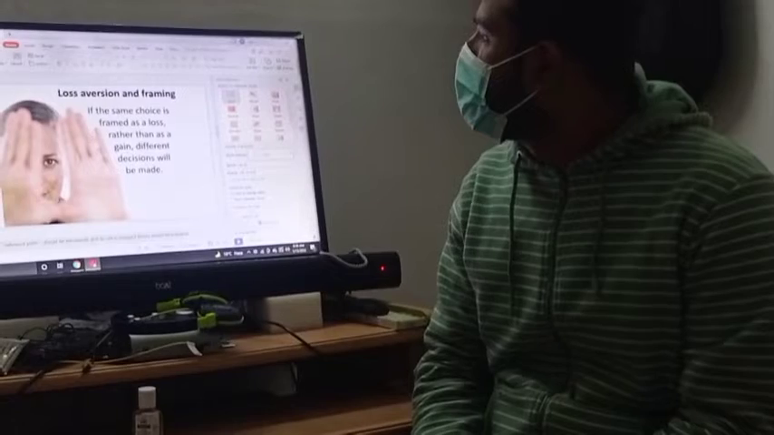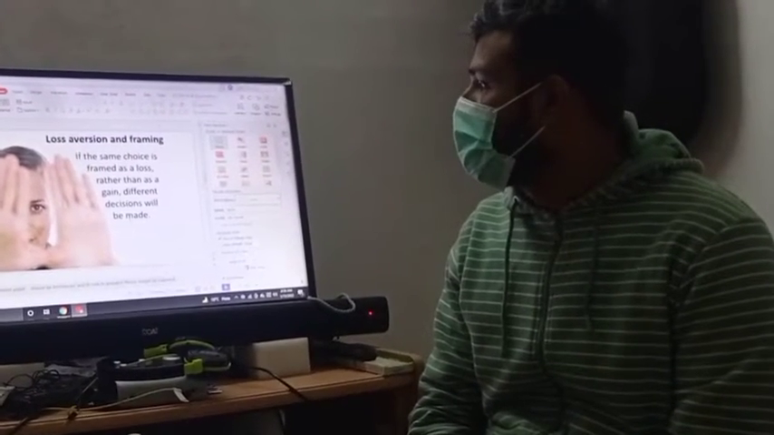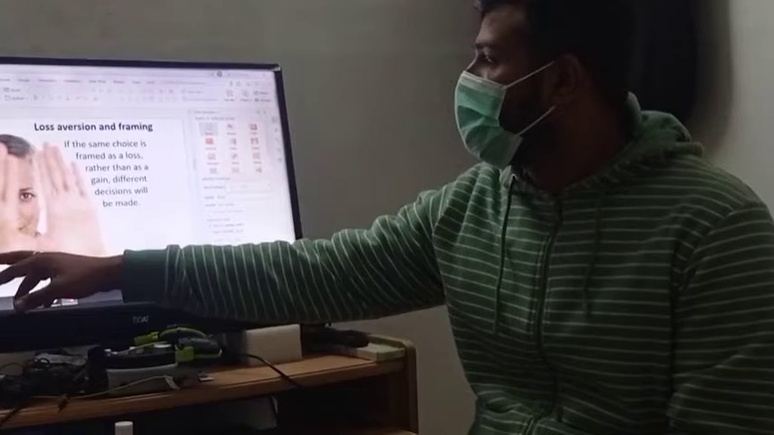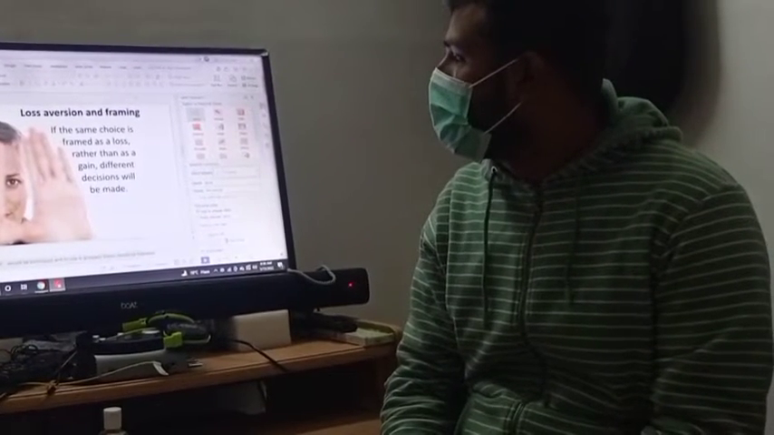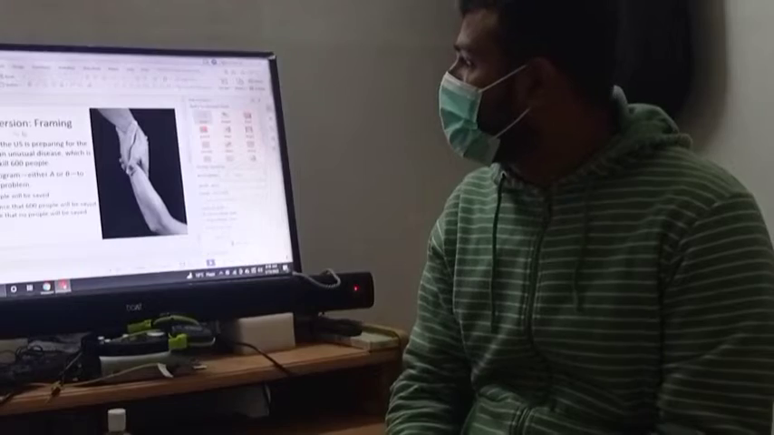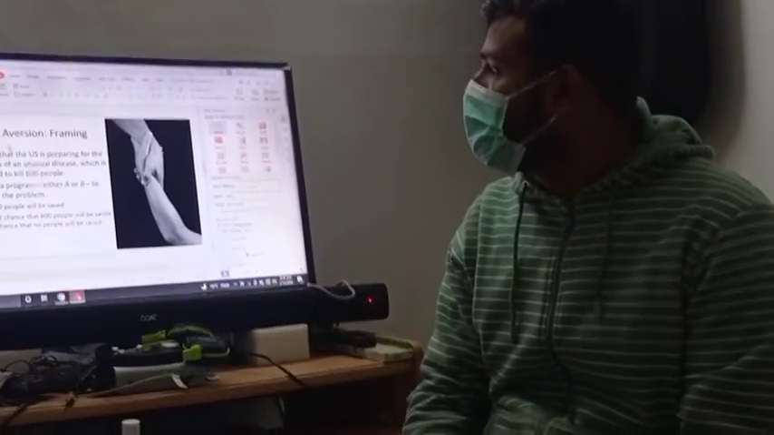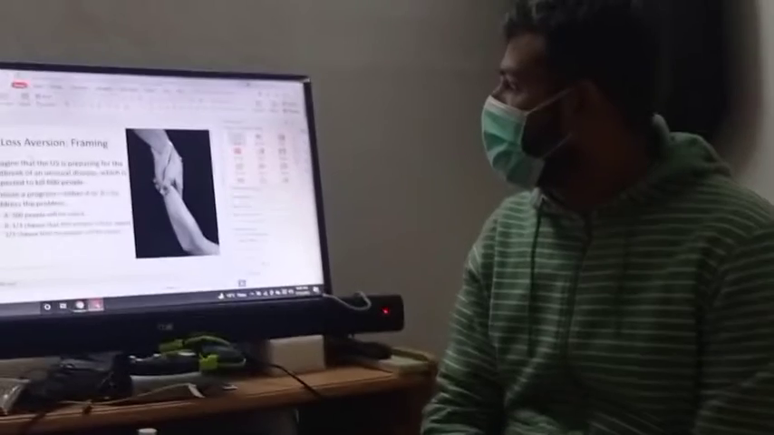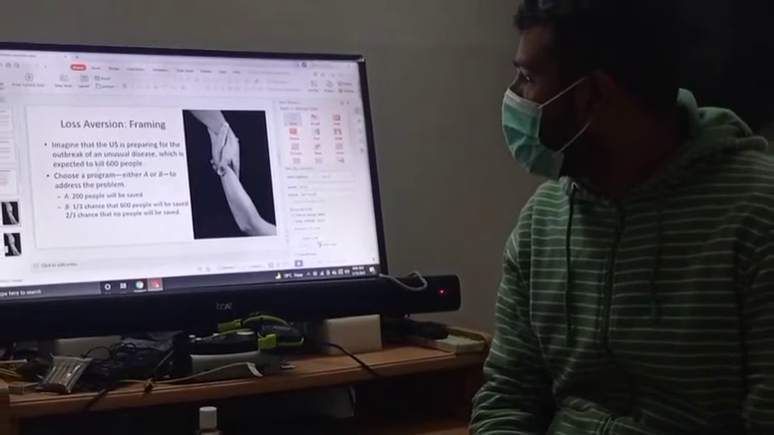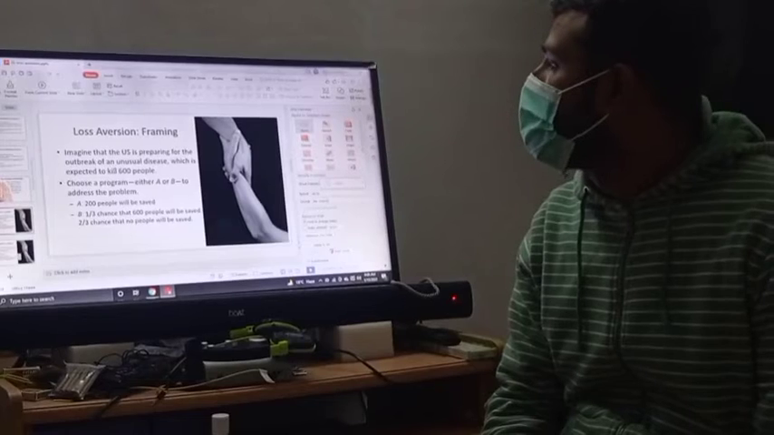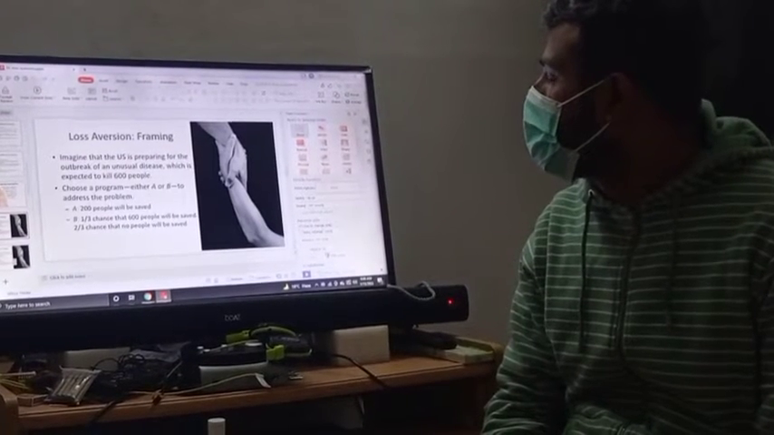Loss aversion and framing. If the same choice is framed as a loss rather than a gain, different decisions will be made, of course, because all the decisions depend on whether the reference was a gain or a loss. Let's use an example to explain this concept better. Imagine that the US is preparing for the outbreak of an unusual disease which is expected to kill 600 people. Choose a program, either A or B, to address the problem.